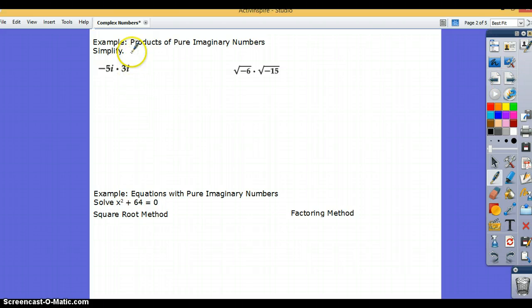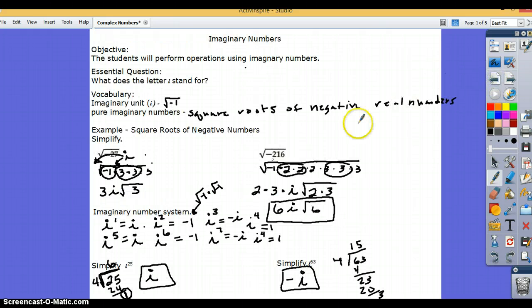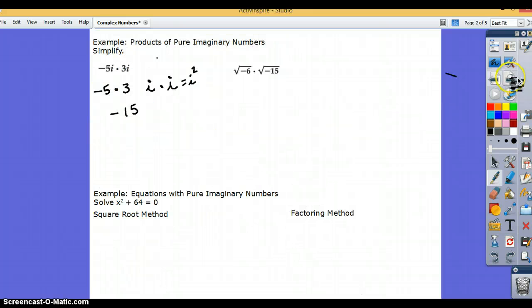Okay, so moving on. Products, they work the same way. Think of i's as like x's. So if I'm going to multiply these two here, right? Negative 5, it's negative 5 times 3, and then it's i times i. Well, negative 5 times 3 is negative 15. i times i is i squared. Well, we said i squared on the last page is equal to negative 1. So then this is negative 15 times negative 1, or 15.